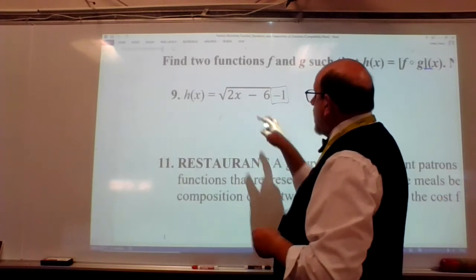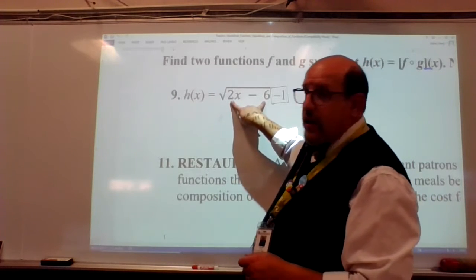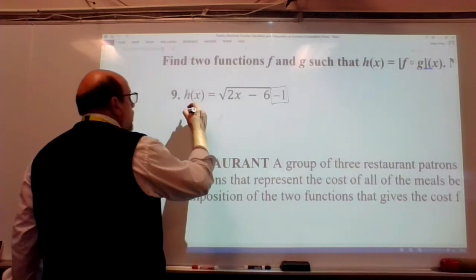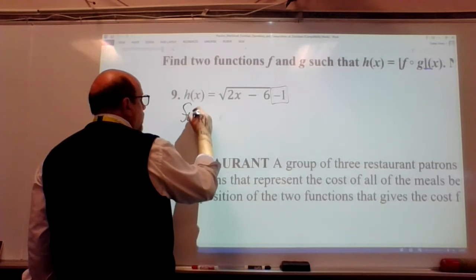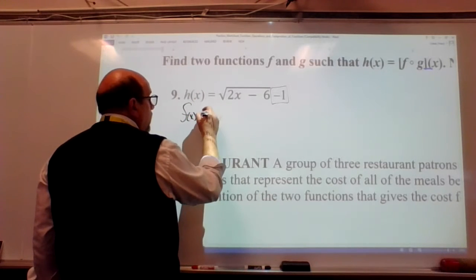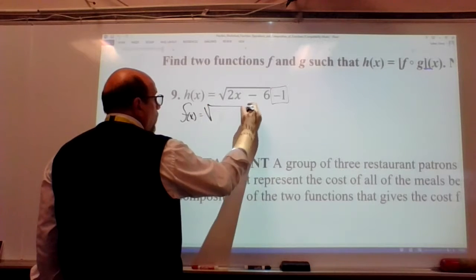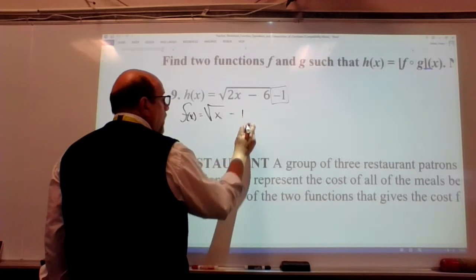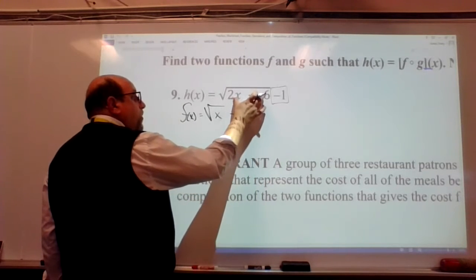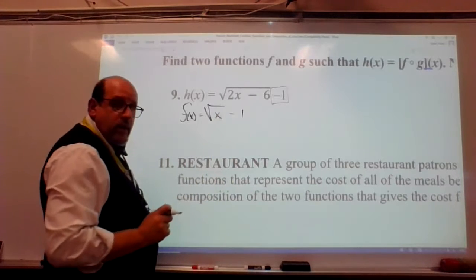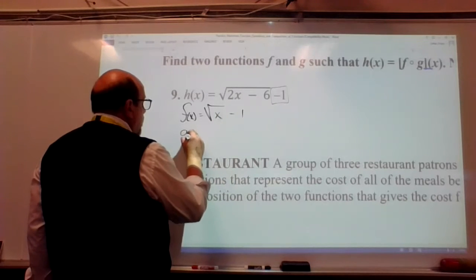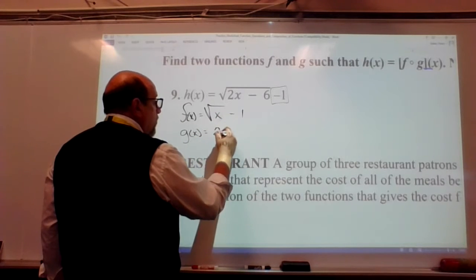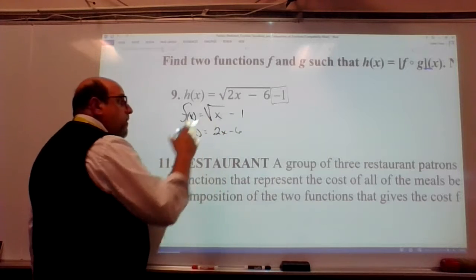Or you could just say, this is what I input for x, because you know that there is a parent function. We could say f of x was, let's say, the square root of x minus 1, just like that. And then we input that for x, right? And then we could have said g of x was 2x minus 6. And that would be fine.